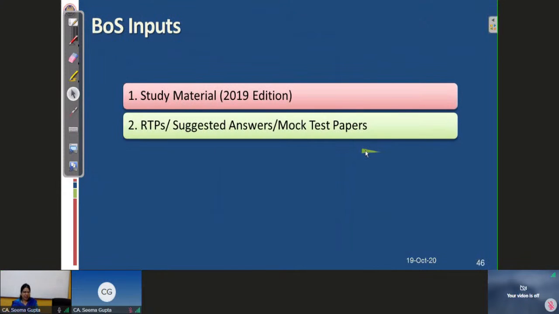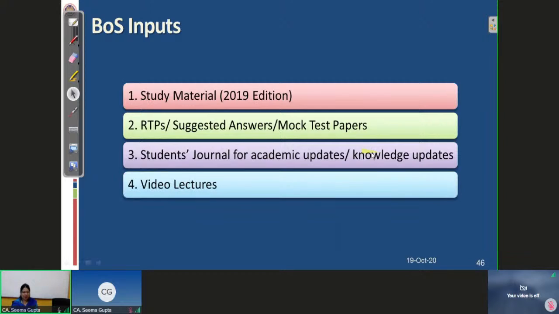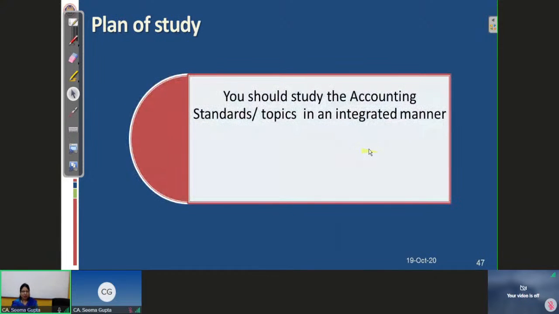So BOS inputs, I think you all are familiar with it. You know the study material, you know the RTP, test and answers and mock test, you know student journal for academic updates. And however, the particular amendment which is relevant for your particular paper syllabus have already been given to you in the form of RTP. RTP section 1. Video lectures are there which you can refer.